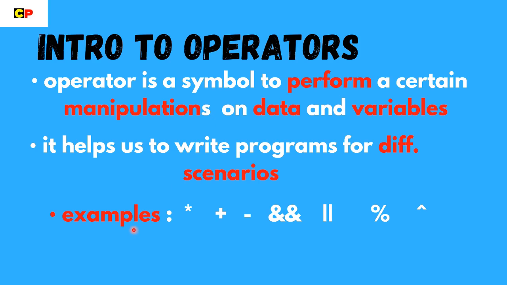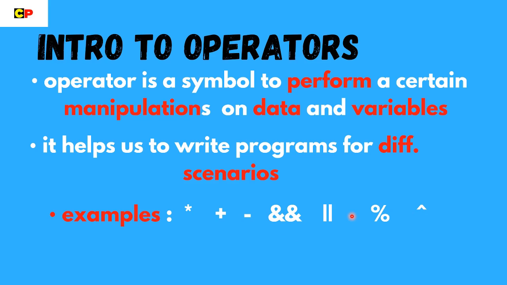If you want some examples of operators, you can have these: plus, minus, then this is and, this is or, this is percent, this is XOR, and this is asterisk. Asterisk is used to multiply two numbers, add is used to sum, and minus to subtract, and we'll talk about all these four in detail in the upcoming videos.